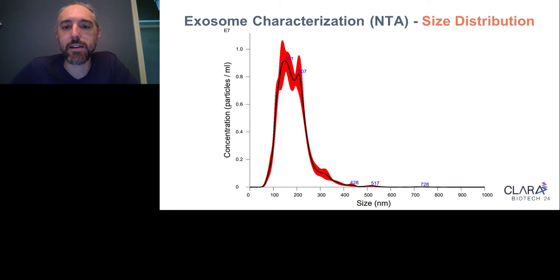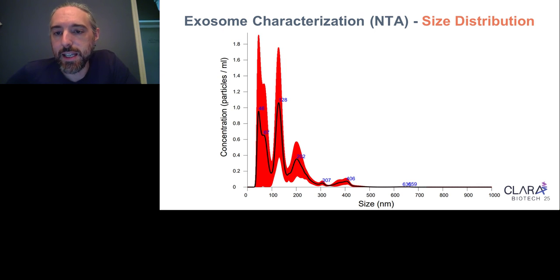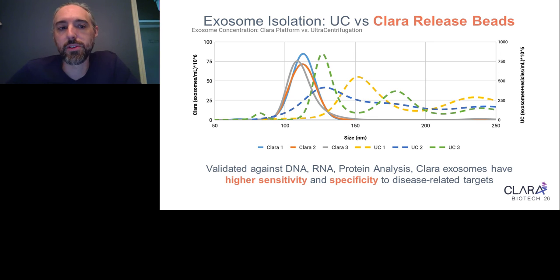Here's another view of something like that. And you can see the size distribution is, in this case, I believe this is from a 2D cell culture media, but you can see that the size range is smaller, and you have high peaks around 100 to 200 nanometers. This method, when compared to ultracentrifugation as an example, as you can see here, gives you a more pure result.